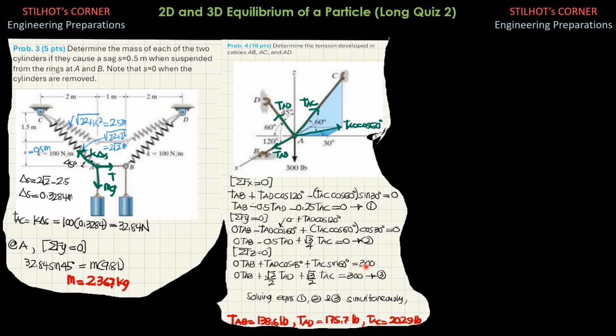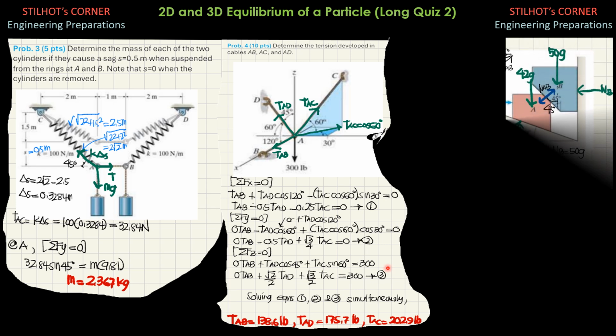So equals 300. Simplifying, we have 0 tension AB plus square root of 2 over 2 tension AD plus square root of 3 over 2 tension AC equals 300, equation 3. Solving equations 1, 2, and 3 simultaneously, we obtain tension AB 138.6 pounds, tension AD 175.7 pounds, and tension AC 202.9 pounds. Then, problem 5.